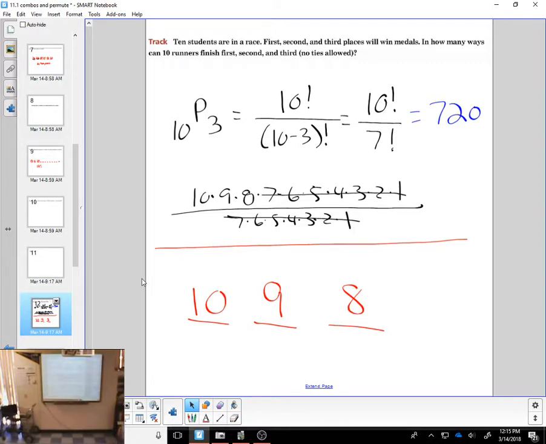N is your sample size. Statistics word. N is your sample size. How many you have. And then R is going to be how many you're going to randomly select. Is how many you're going to get.